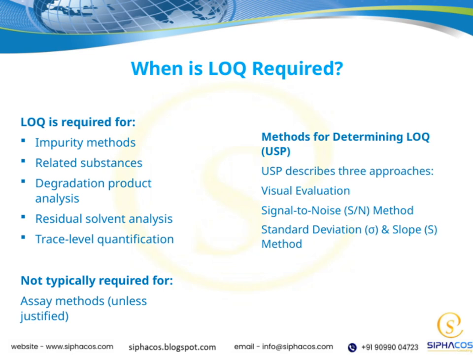For example, if the main purpose is to determine the potency of a compound at higher concentrations, LOQ might not be as critical. So, in the context of overall method validation, knowing when and how to determine LOQ helps us ensure that our analytical methods are both reliable and appropriate for the specific substances we're analyzing.